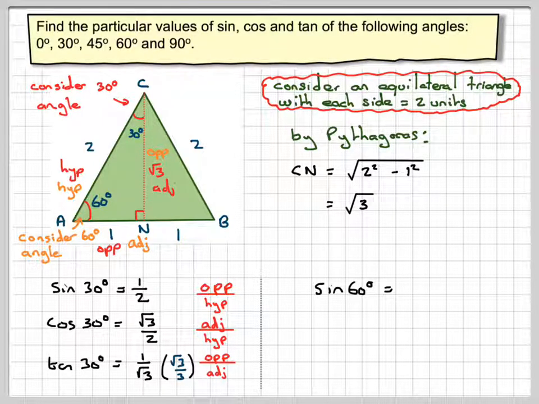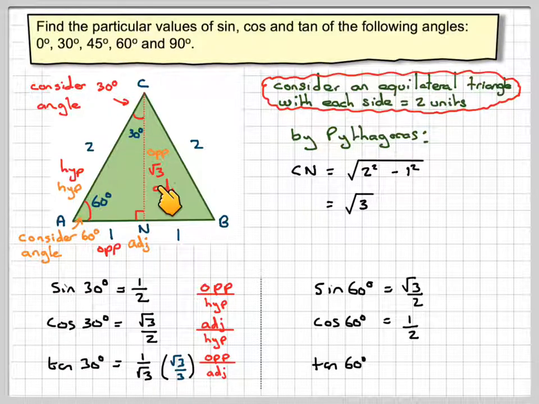So sine of 60 is opposite over hypotenuse, so it's going to be root 3 over 2, very similar to this one over here. And then cos of 60 will be adjacent, which is 1, over the hypotenuse, which is 2, and then tan of 60 will be opposite over adjacent, which is root 3 over 1, which we'll just write as root 3.